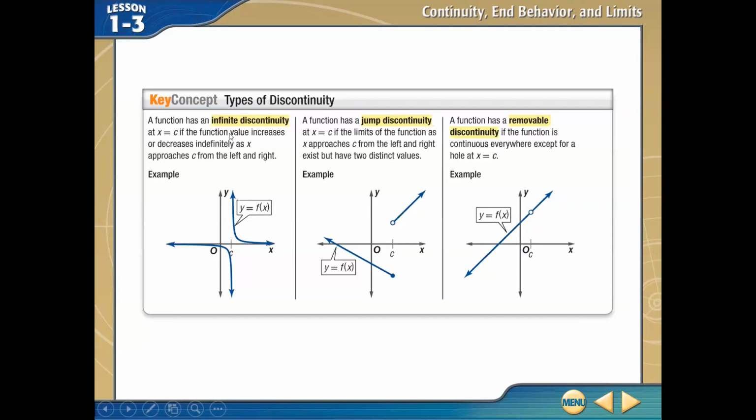And then infinite discontinuity, as we approach from the left, we get a negative infinity, and as we approach from the right, we get a positive infinity, or vice versa. Okay, so the three types of discontinuities, you will have to identify these.